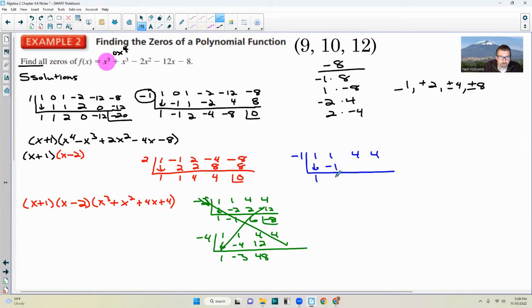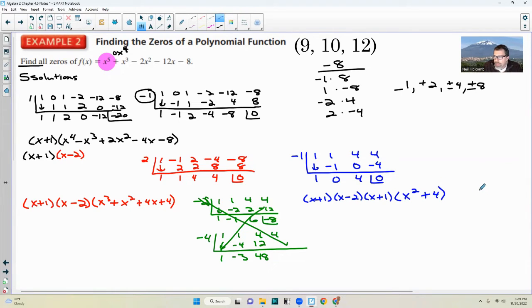-1 times 1 is -1. I get 0. -1 times 0 is 0. Bring down the 4. -1 times 4 is -4. And I do, in fact, get a 0. So that confirms that I now have these two, x plus 1, x minus 2, and now another x plus 1. Because this -1 worked, and now it's going to be constant, linear, quadratic, so it's x squared plus 0x, which I won't write, plus 4.